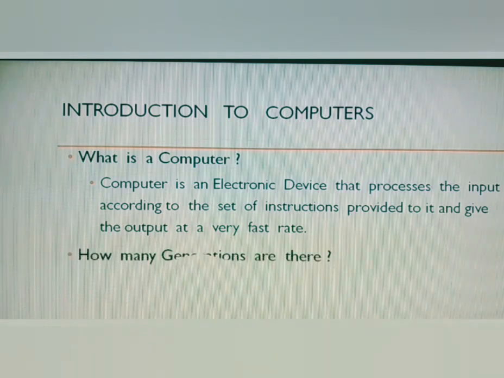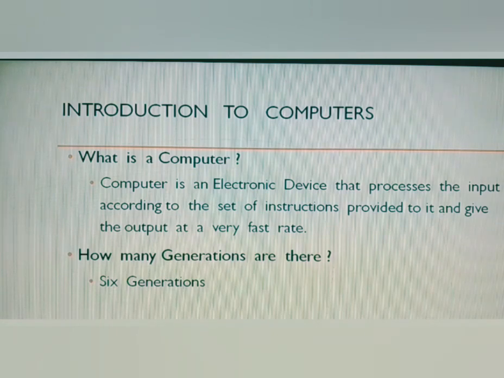Then you went on with the generations. So how many generations are there? Yes, totally there are 6 generations. You will be clear with the year, the main component that was used, and the merits and demerits. What is the first generation component? Yes, it is the vacuum tube. Second generation, they used transistors. Third generation, they used integrated circuits. Fourth generation, they used microprocessors. Fifth generation, it is ultra large scale integration. And sixth generation, it is in the future. So these are the 6 generations that you have discussed.